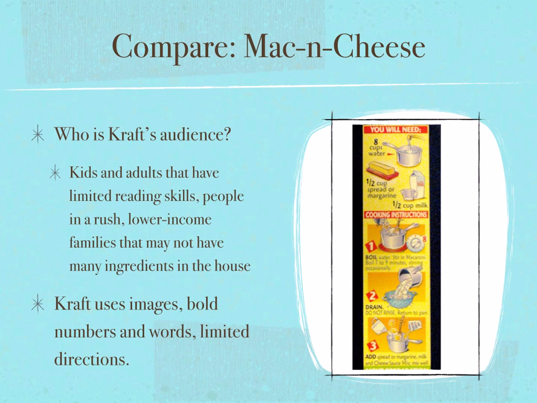We can also tell this because of how their instructions are. I don't even have to be able to read it. I can see 8 and then I see the water coming out of the faucet. So, okay, I need 8 probably cups of water. A half of a cup of that margarine, right? Just by looking at the images, we know what's there. So we have these clear, large images, very limited text.